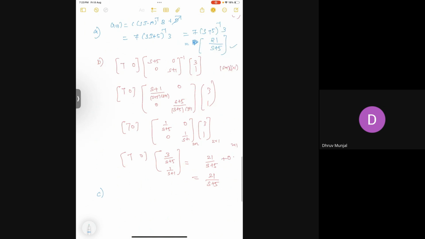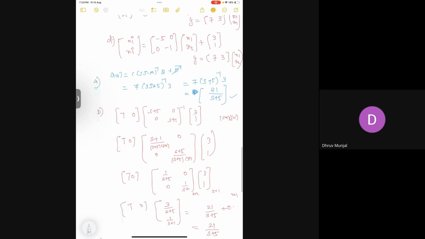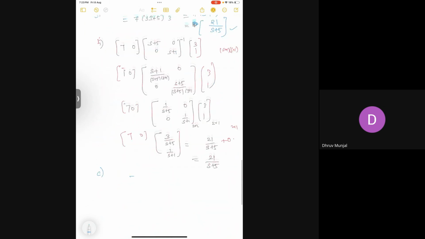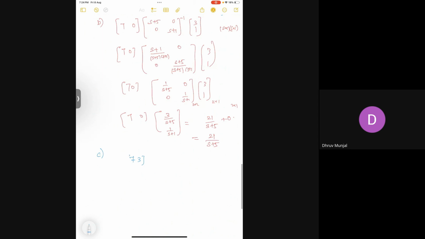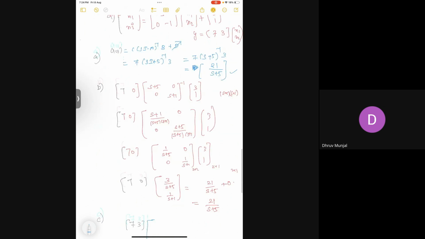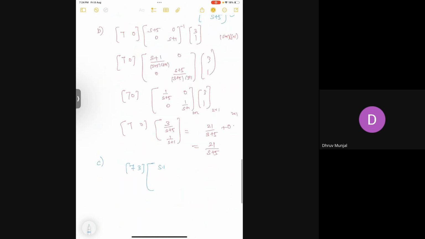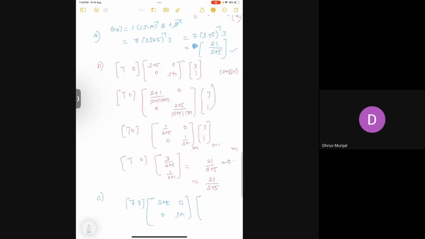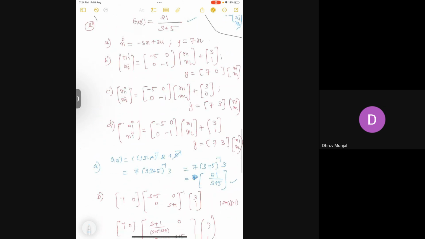Minus 5 is 0. Sorry, what is here? C, 7, 3. C, Si minus A. A is here. Minus 5, 0, 0, 1. So this would be S plus 5, 0, 0, S plus 1. And your 3, 0, right? B value is 3, 0.